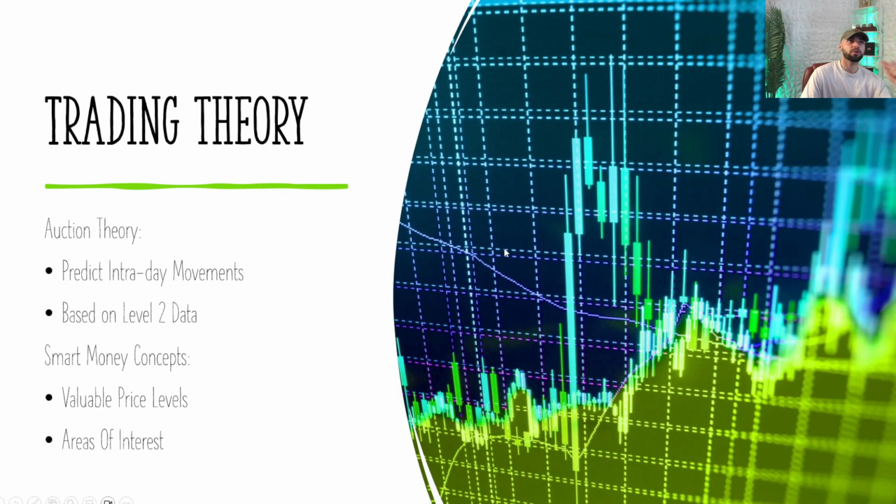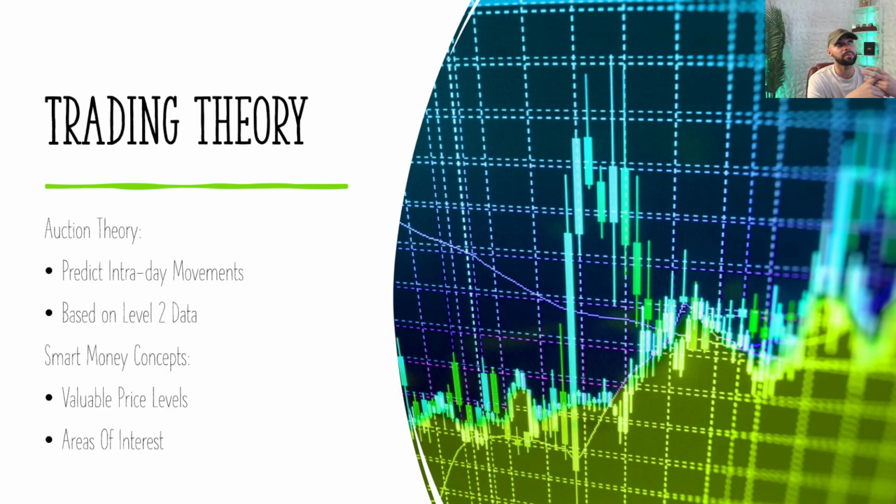Now, we're going to talk about trading theory. We're going to get right into the theory right away. So the auction theory is what we're going to talk about first, and these theories are all about my strategy. So if you don't know the theories, knowing the strategy will be pretty difficult. So the auction theory lets me predict intraday movements, and it's based on level 2 data.